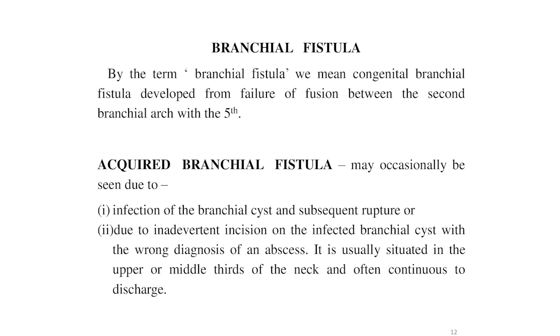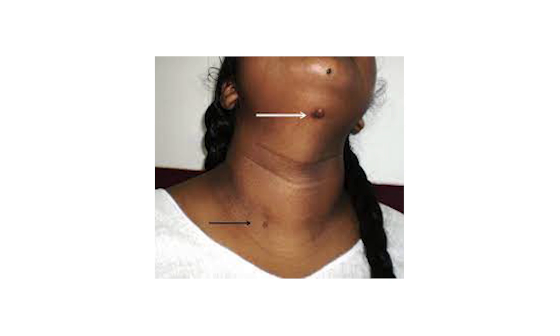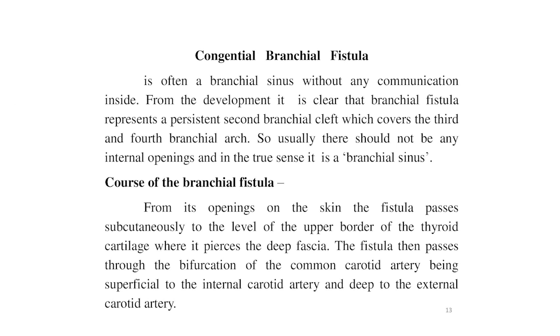It is usually situated in the upper or middle thirds of the neck and often continues to discharge. Dear students, here is a good image on your screen you are watching. There is a branchial fistula, the arrow showing the cutaneous opening of the branchial fistula is clearly seen in this image. Now the congenital branchial fistula is often a branchial sinus without any communication inside.